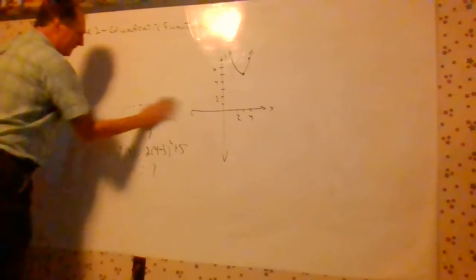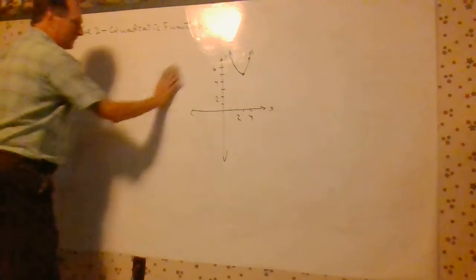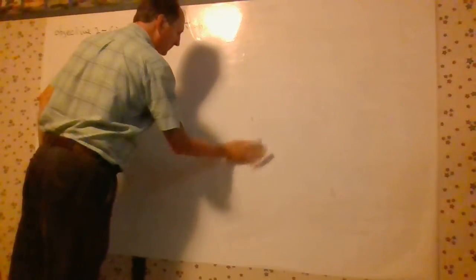We're going to look at this. Let's suppose we have a parabola through (0, 2), (1, 4), and (2, 8).